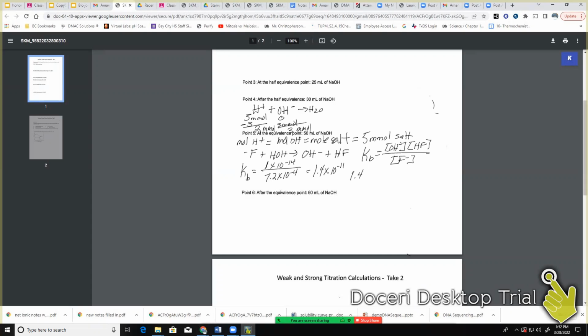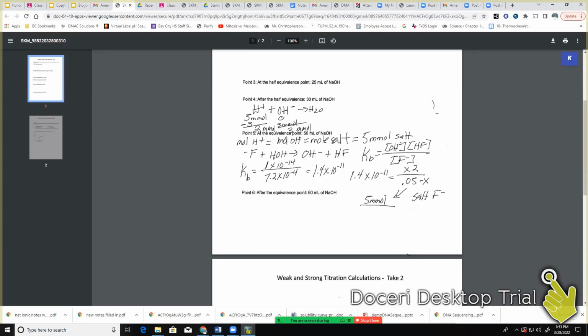And I end up with 1.4 times 10 to the negative 11th is equal to x squared divided by my fluoride concentration. I'm going to write it down and then I'll tell you where I got that from. It would be 0.05, and then we would subtract x, but we're going to neglect x. So where I got this 0.05 from, we said we had 5 millimoles of salt, which would be my F minus. My salt is my F minus.